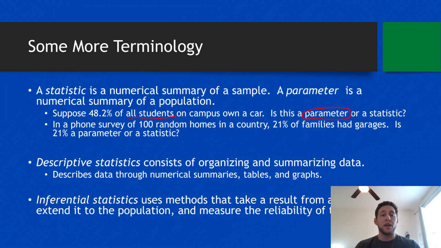Next example, in a phone survey of 100 random homes in a country, 21% of families had garages. Statistic or parameter? In this case, we would say statistic. The specific 100 random homes in that country make up the sample. The population we'd be studying would be homes in that country, just all homes.